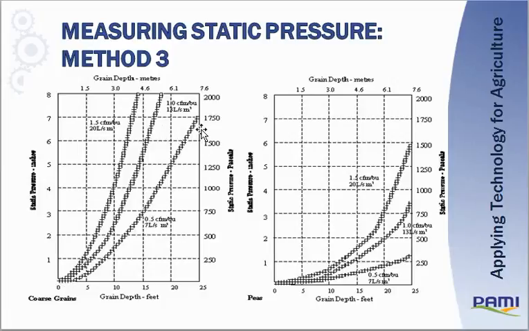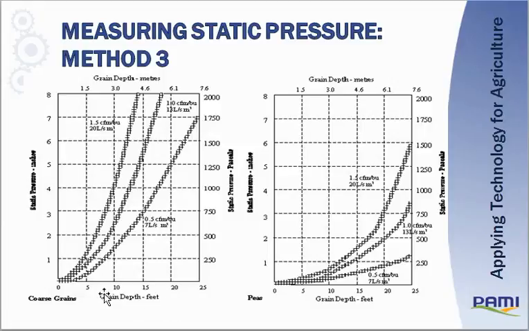Because remember, static pressure depends on grain type, grain depth, and airflow rate, as well as the ducting. These charts account for 3 of those 4 factors that affect static pressure: the grain depth, the grain type, and the airflow rate. Because each of these charts represents a different grain type. If you look down here, this chart represents static pressure for coarse grains, like the cereals, and this chart represents static pressure for peas. And I have canola and flax on the next slide that we'll get to in a second.